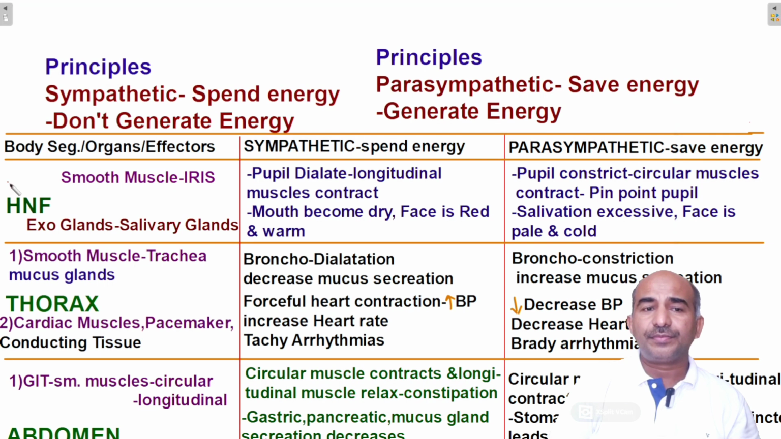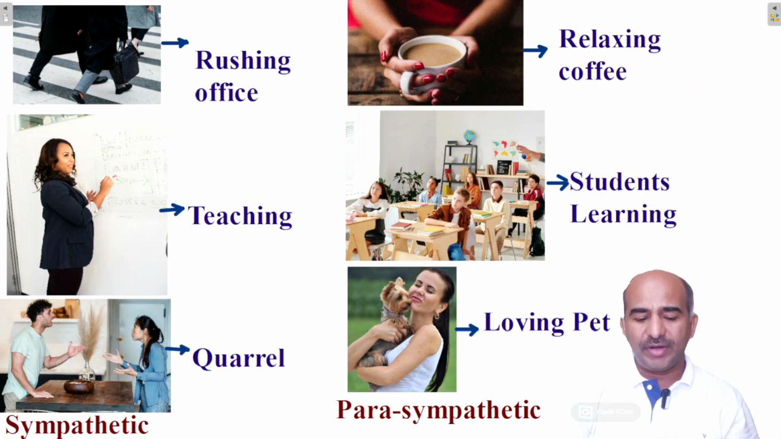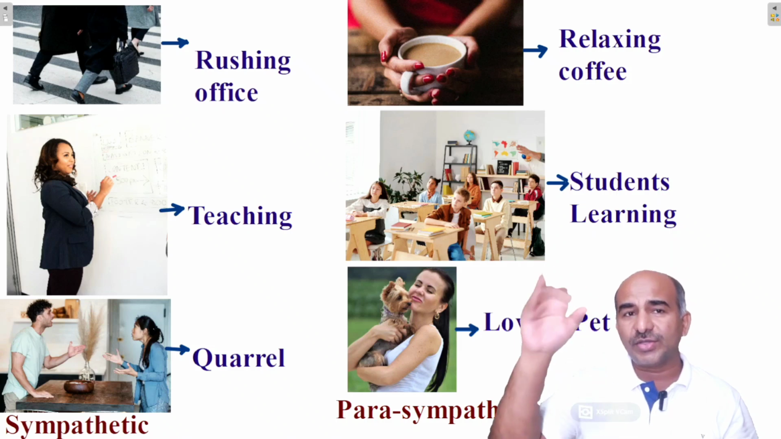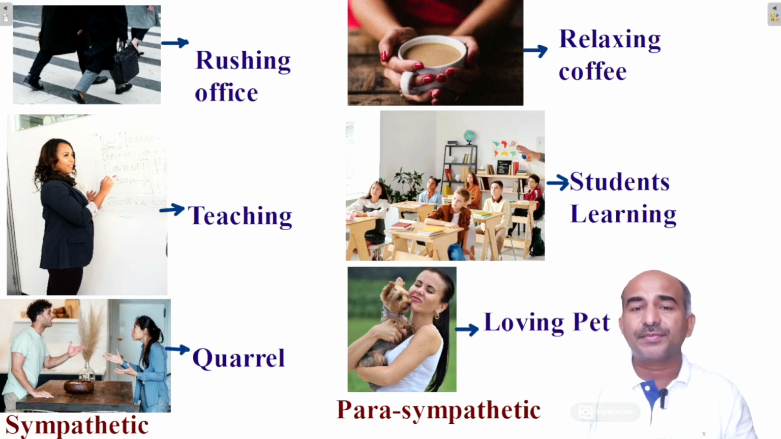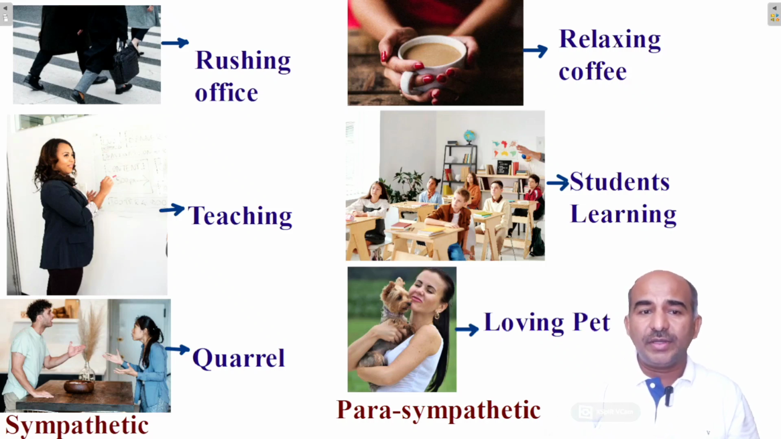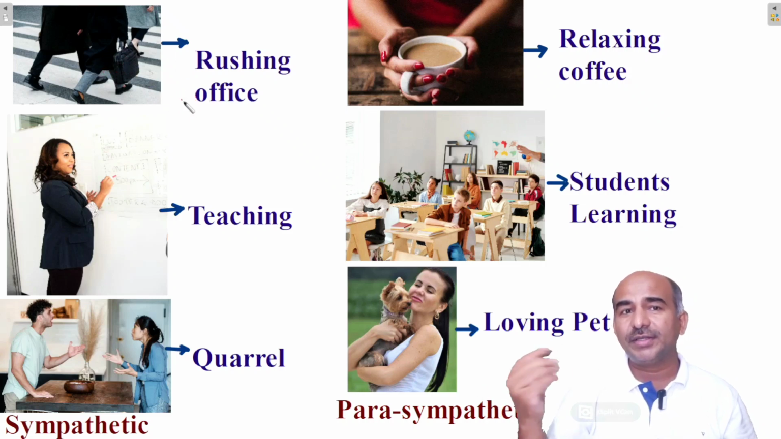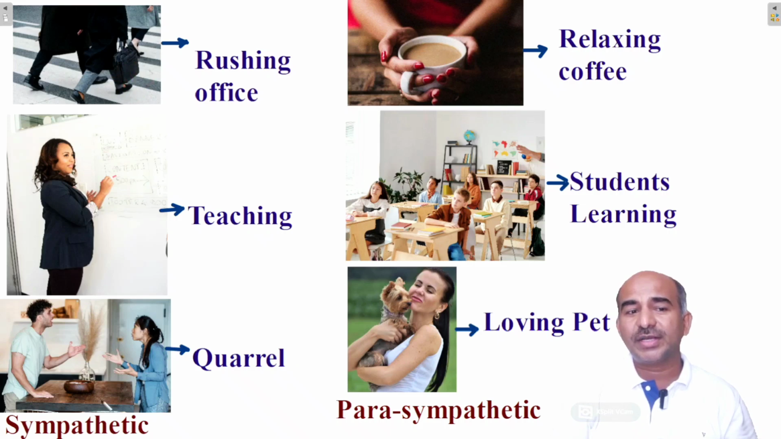Now, coming to what are the actions. Before actions, I will tell you when the autonomic nervous system works throughout the day. I will tell you with three contrasting examples. Now, you will see two columns of pictures. In this column, people are rushing to office. So what will happen to heart rate? Increase, blood pressure increase, respiratory rate increase. Which system is activated on this side? This is the sympathetic nervous system.